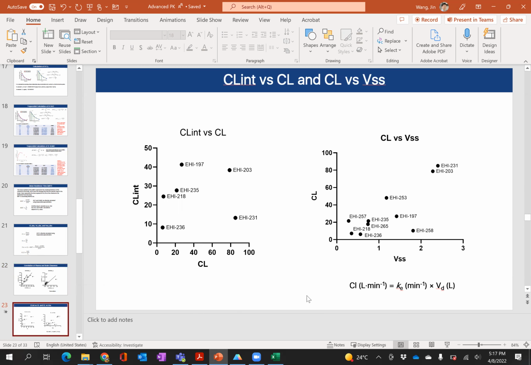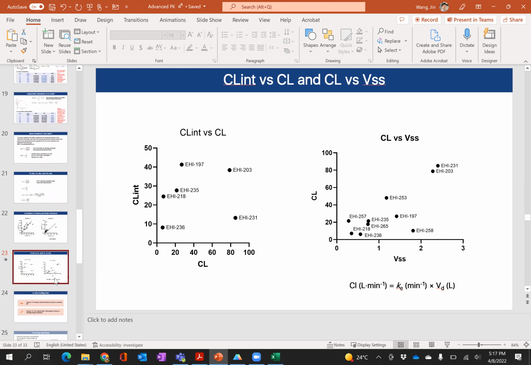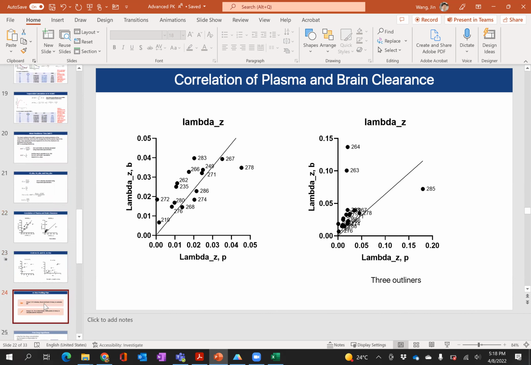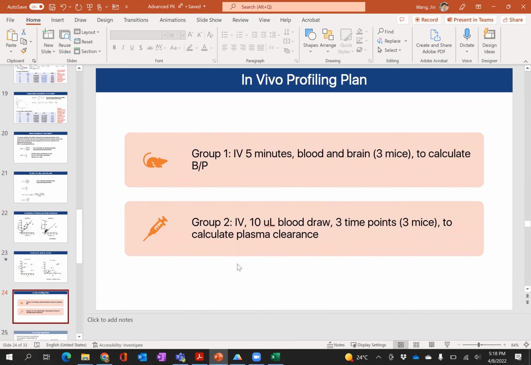Another thing, then the question becomes, for this one, how we should design the experiment. Right now, we are doing this 2 data points experiment, right? So we sacrifice the mice, we do IV, sacrifice the mice at 5 minutes, do IV again, sacrifice the mice at 1 hour, and then we use these 2 time points to estimate the clearance in both brain and the plasma. But apparently 2 time points may not be very accurate to estimate the clearance, right? So you may have errors there.